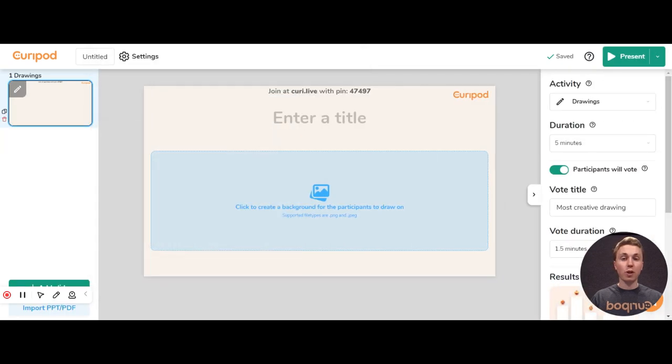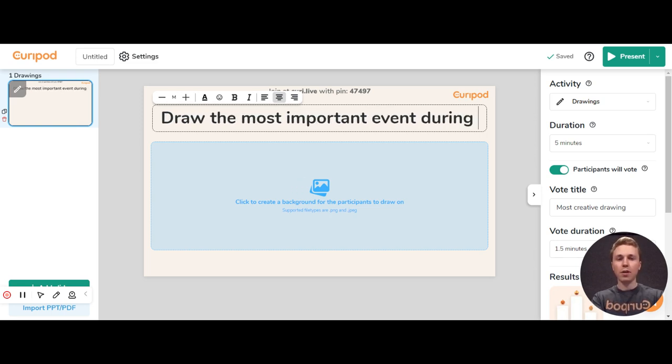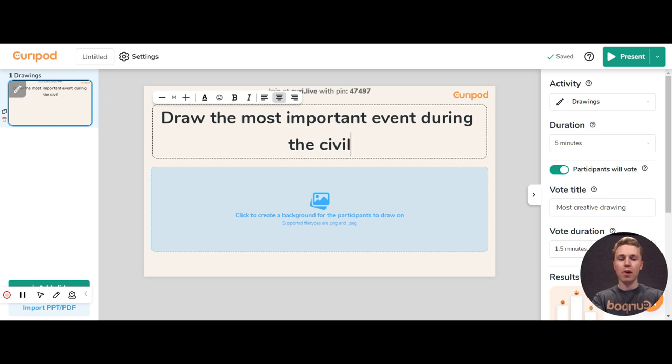So for example, with drawings, you can ask them to draw the most important event during the Civil War. It's just an example. It's not necessarily about the drawing skills, but it's about the critical thinking skills. So they need to reason what they think was the most important event.